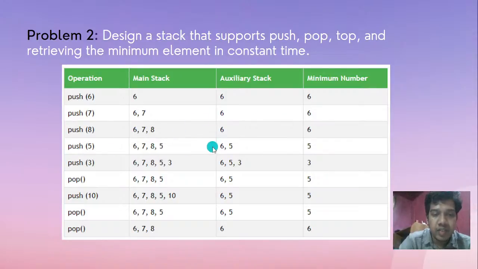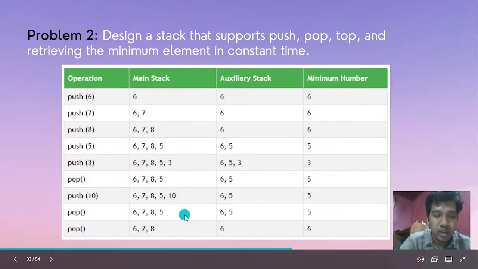When 5 is inserted, 5 will be compared. Now 5 is less than 6, so we will add 5 in the auxiliary stack, and as the minimum number we will show 5. Again we push 3, so 3 will be inserted. Now 3 is lesser again, so we add 3 in the auxiliary stack, and as the minimum number we give 3. Now the user gives the operation pop, so 3 is popped out. We remove 3 from here and also from the auxiliary stack. Again we push 10, so 10 is pushed. 10 is the largest here, so we don't have anything to do with it.